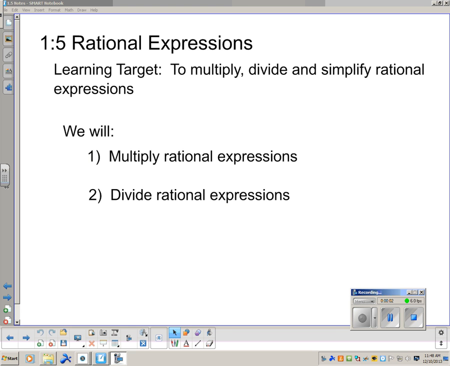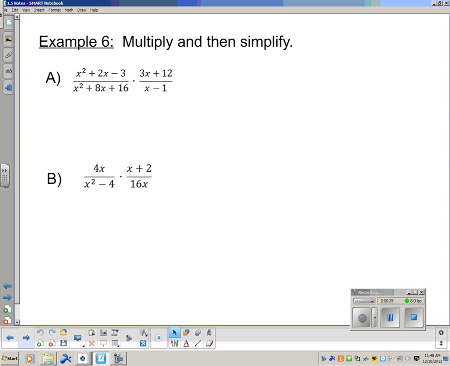All right, so you should have out your 1-5 note sheet, the same one we were using yesterday and taking notes on. So today we are going to multiply, divide, and simplify rational expressions. Our first one, we're going to multiply the rational expressions and simplify them if we can, and then we're going to divide the rational expressions and simplify those if we can.